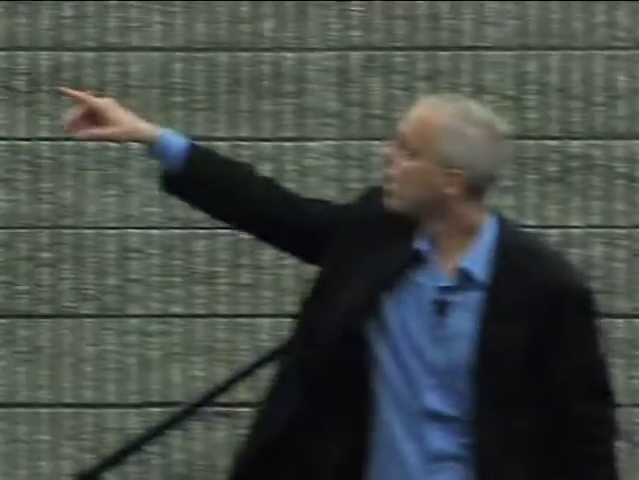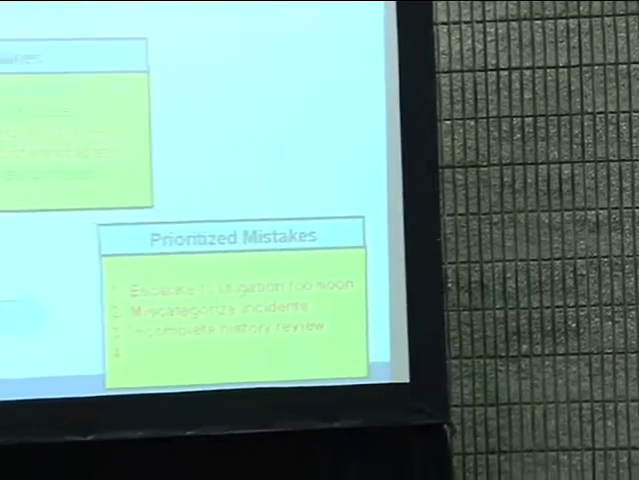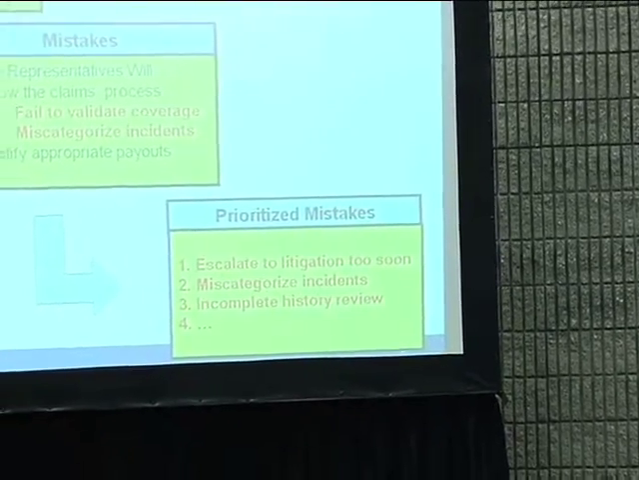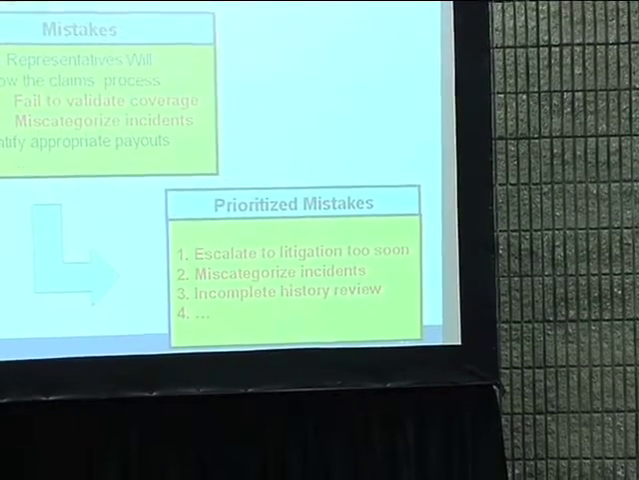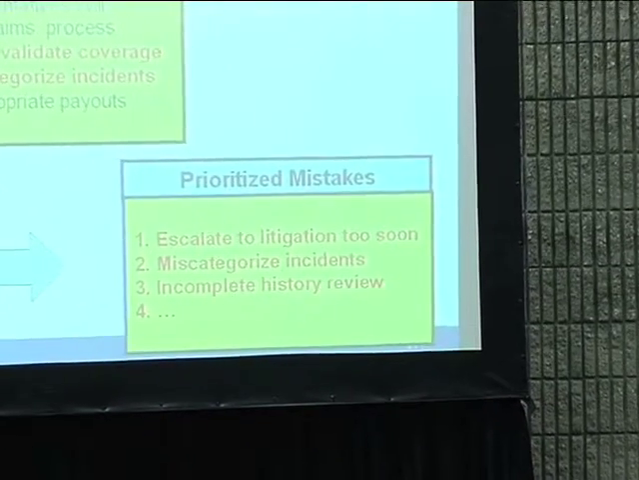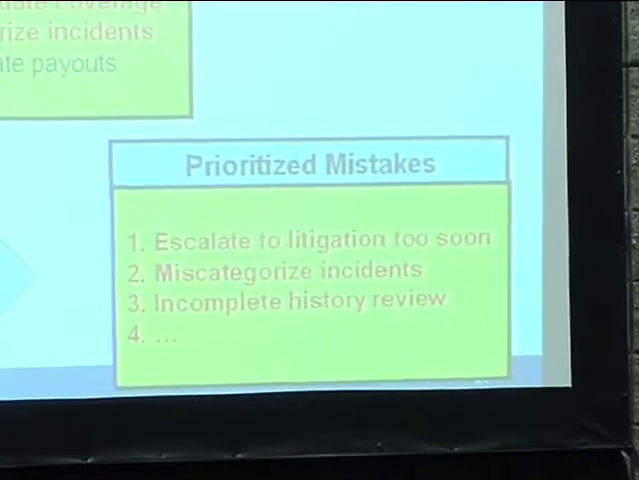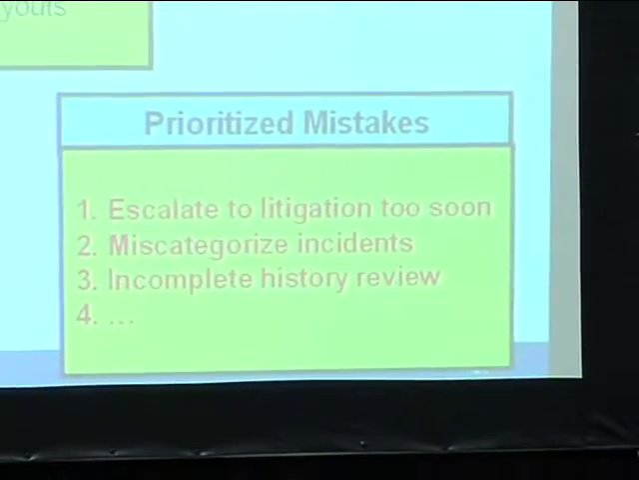And try to rank order them from the ones that will have the highest impact to the ones that will have the lowest impact. So now we've converted from follow claims process, identify appropriate payouts, to the biggest problem we have is that the reps are escalating to litigation too soon. Second biggest problem is that they're miscategorizing incidents. Third biggest problem is that they're not doing a sufficient review of the customer's history before they go forward and try to make a determination. And so on. Found that's a much better list to go off of when creating programs.